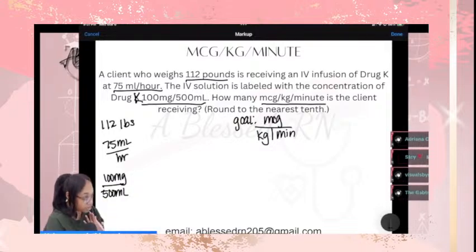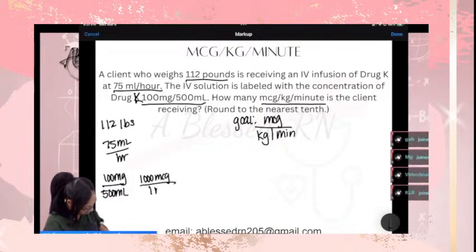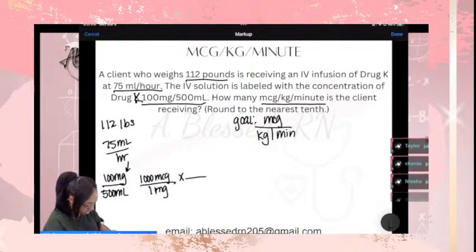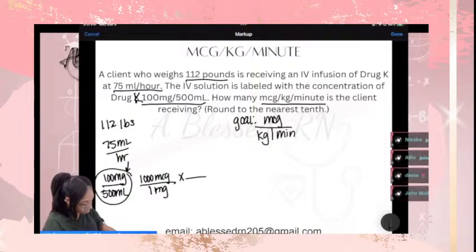I start with what I am looking for, okay? So then that'll be 1,000 micrograms over 1 milligram. I did milligrams right here because look, my medicine is available in milligrams. It's not available in micrograms. Everything that's on the bottom has to match the top so that they will cross out. I have milligrams right here, so I need milligrams on the top to cross out. So I'll use this 100 milligrams over 500 mLs.